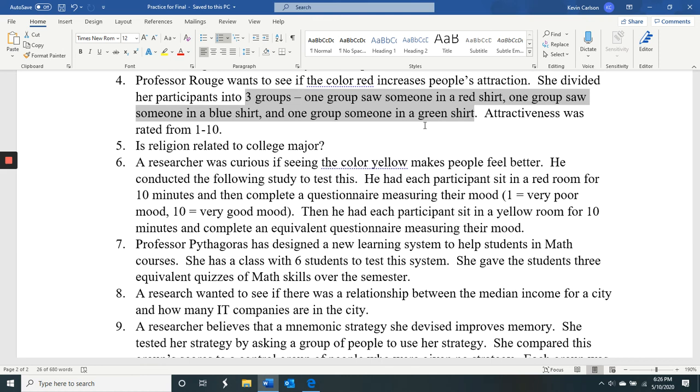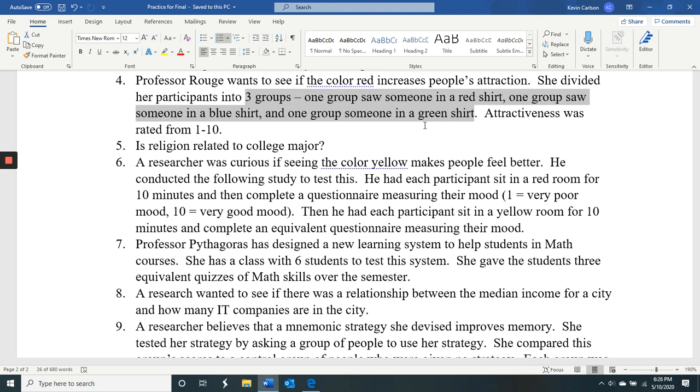Nobody saw more than one color. So nobody saw red, green, and blue. Just one color. So here we go. So we have an IV. There's 3 levels of the IV. We have red, blue, and green. And this is a between subjects design.